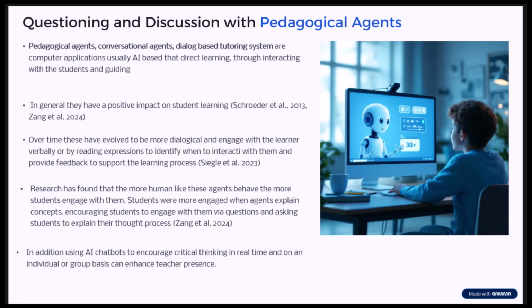In addition, using AI chatbots to encourage critical thinking in real time and on an individual or group basis can enhance teacher presence. Encouraging chatbots to provide answers to students and also break down the concept and the reason for their answer is critical. In addition, questioning students about different scenarios on the data they provide enhances critical thinking and student learning. Examples of these are Duolingo Max and Khan Academy's Khanmigo, who use this approach.